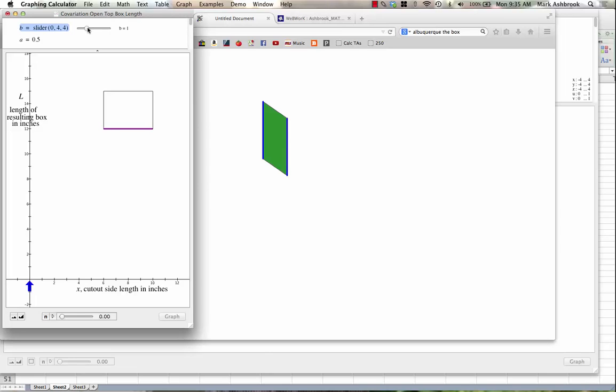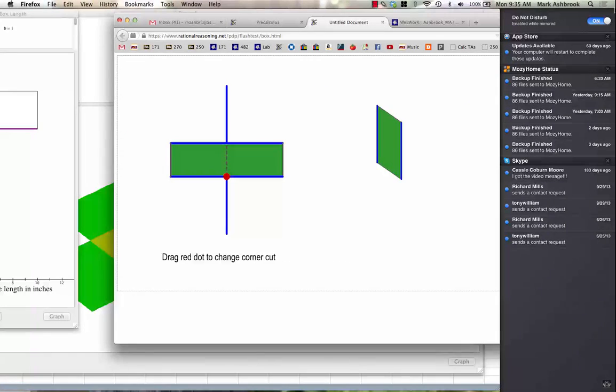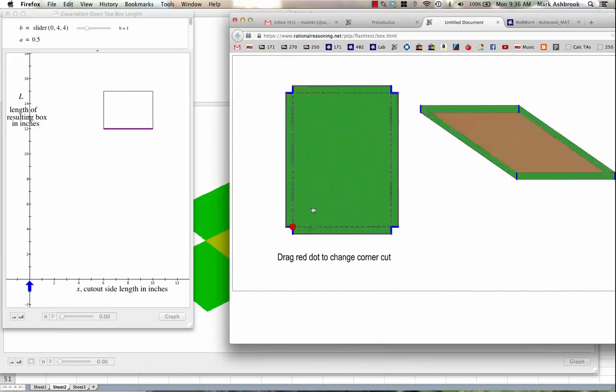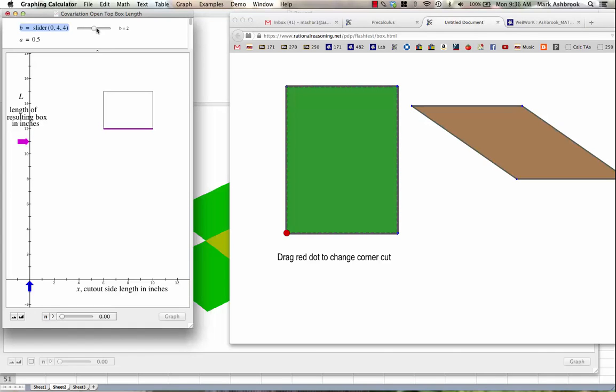So x equals 0 results in a length of what? The length of the resulting box of what? So it's that. Okay, so cutout length of 0. Length of the resulting box is 11, right? So it's going to give us this point right here. So we get that point right there.